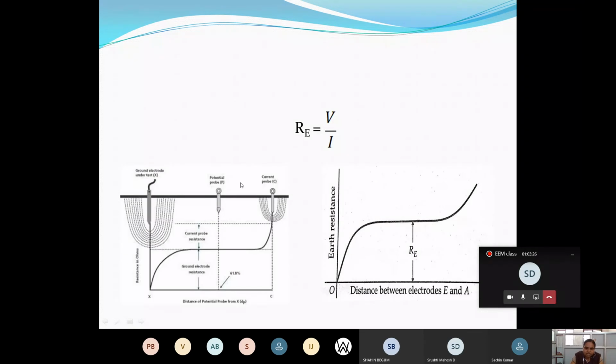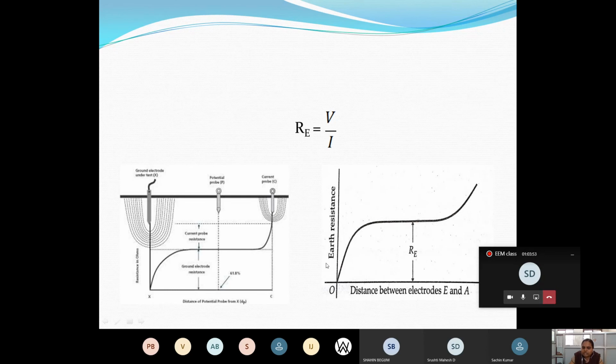Here also the same thing is going on. This is your earth electrode, this is the middle electrode, and one more electrode. When it is near, it goes on increasing. At a certain distance it becomes constant, and then when the electrode is reaching towards the other electrode, it automatically rises. This is the construction.